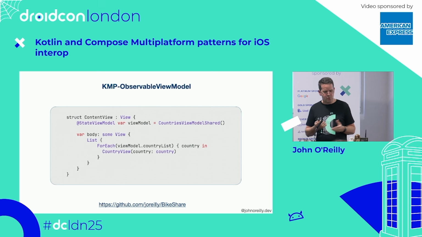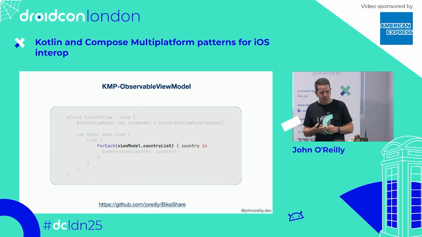We instantiate the view model we saw in the previous slide using the state view model property wrapper provided by the library, which then allows that country list state flow from the Kotlin view model to be observed directly here as a Swift property. And any changes to that will cause our UI to be recomposed.